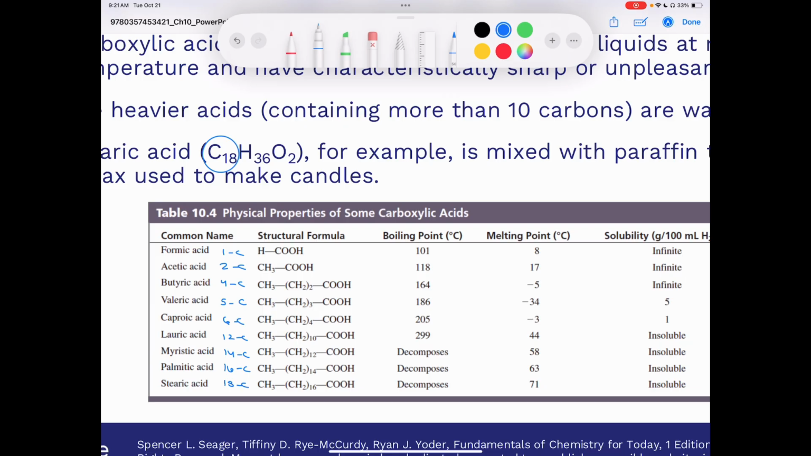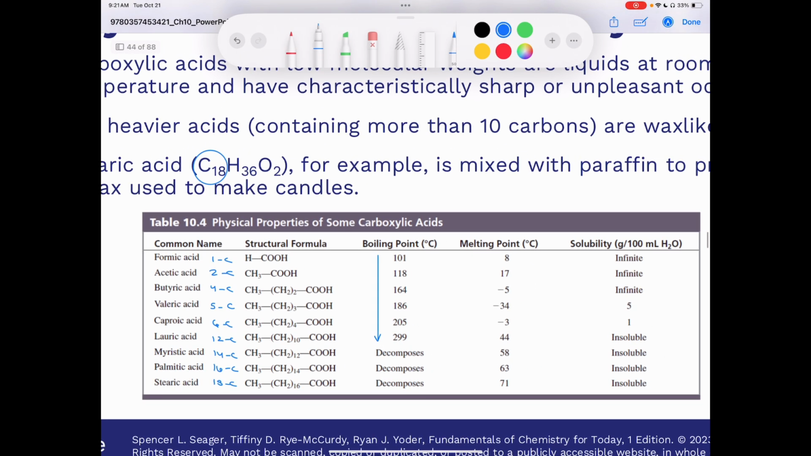You can see here that the melting points, generally speaking, increase. We can also see that the boiling points increase steadily until we get up to myristic acid, which decomposes before it boils. The reason why the small carboxylic acids have lower boiling points is because they have shorter chains, and so there's not going to be as much London forces experienced between the hydrocarbon chains.